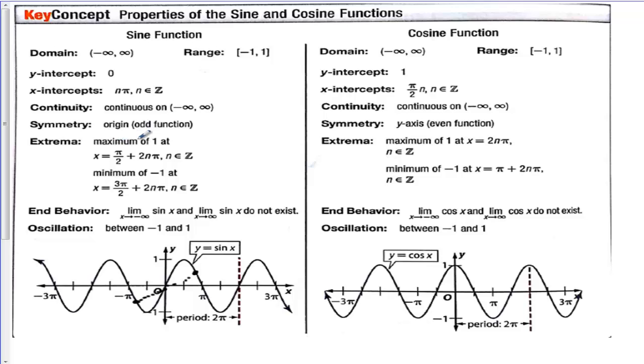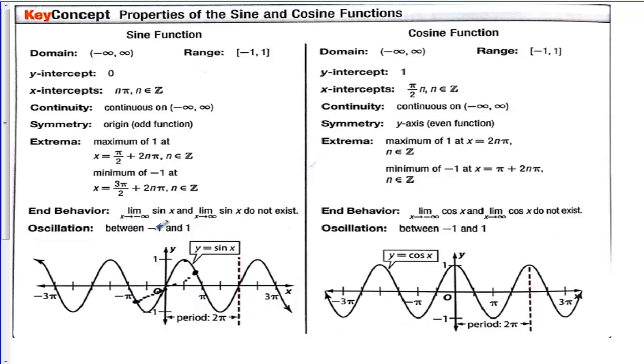The extrema: we have a maximum of 1 at pi over 2, and then plus every 2 pi n. So we have a maximum here, and we'd have to go a complete wave to get to the next maximum. Minimum of negative 1 starting at 3 pi over 2, and then happening every 2 pi. Behavior: the limit as x approaches negative infinity and infinity does not exist. There's no limit, because this just keeps going up and down forever. It's never really leveling off to anything.